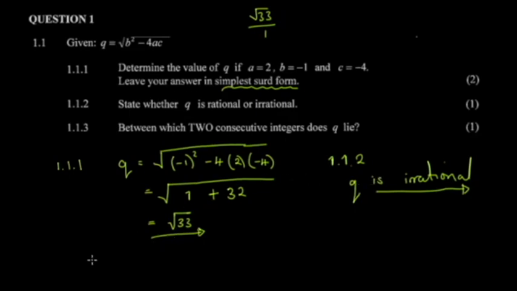Okay, and then 1.1.3 here, you're asked between which two consecutive integers does Q lie. Okay, so Q lies between which two consecutive integers.